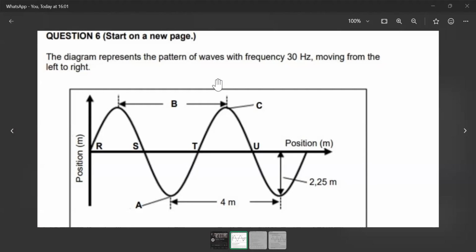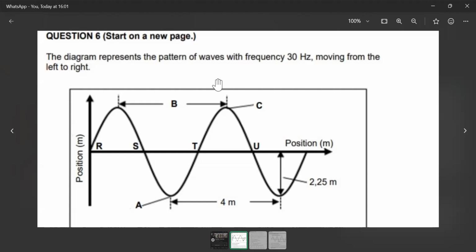Because if you look from R all the way to T, it's one full wave. And then from T all the way to this point, it's another complete wave. So we have two of them. Now, furthermore, they tell us that the distance between these two successive troughs is given to us as 4 meters. And we know that these two troughs are exactly in phase, which means the 4 meters is actually the wavelength.